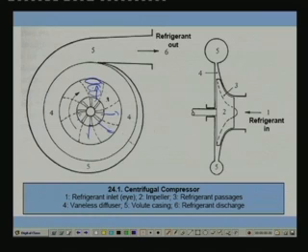That means the static pressure at this point will be less than the static pressure at this point, and this pressure rise is equivalent to the static head obtained by a column of refrigerant of this height. This is somewhat similar to, for example, if you have a column of fluid, the fluid at the upper layer will exert pressure on the fluid at the lower layer because of its weight.